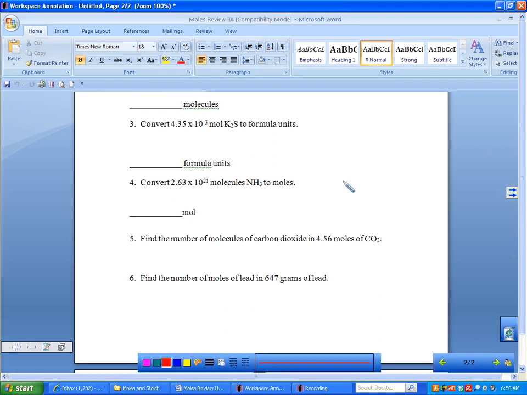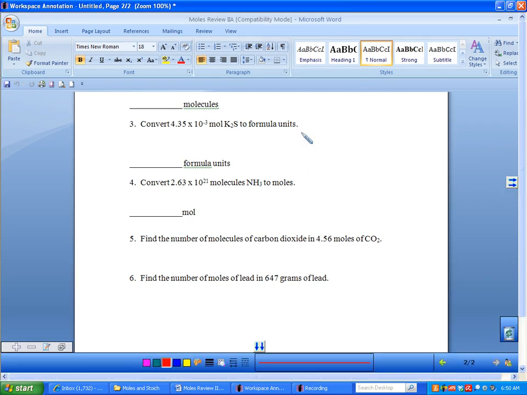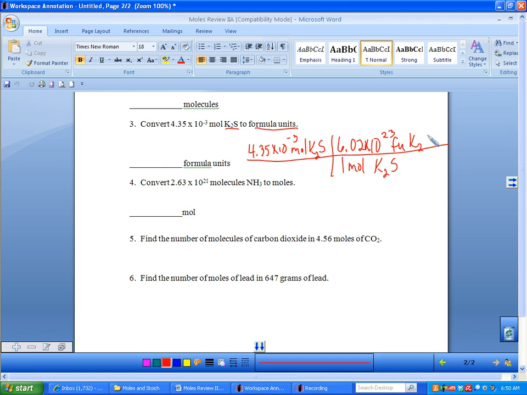Okay, number 3 is next. It says convert 4.35 times 10 to the minus 3rd moles of K2S to formula units, because it's an ionic compound, we talk about formula units. So I'm going to take 4.35 times 10 to the minus 3rd moles of K2S. And I want to say that 1 mole of K2S is going to be 6.02 times 10 to the 23rd formula units of K2S.